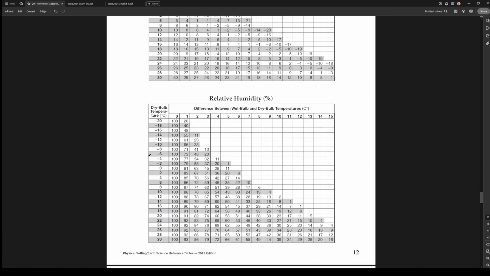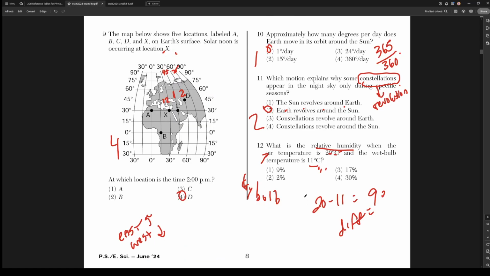Relative humidity, air temperature 20, difference of 9, right here. And we're going to count 0, 1, 2, 3, 4, 5, 6, 7, 8, 9: 30. 30%. Is that a choice? Yep.